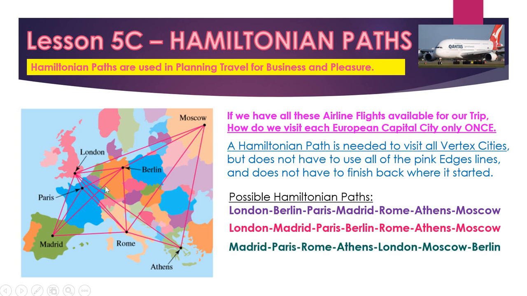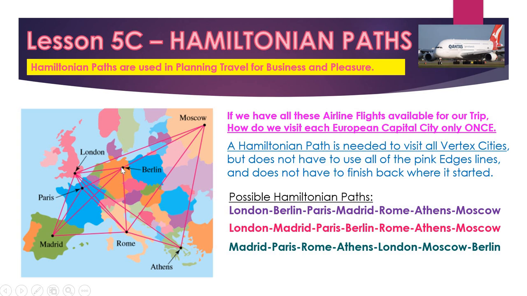Or you could decide, I need sunshine, so I'm going to start my tour in Madrid and do all of Spain where it's nice and warm. And then after that, I'll go up to Paris. Then I'll go across to Rome. I'll go down to Athens, and maybe from there go to the Greek islands. Then from Athens, I'm going to take this flight to London. And then I'm going to go to Moscow and then finish up in Berlin.